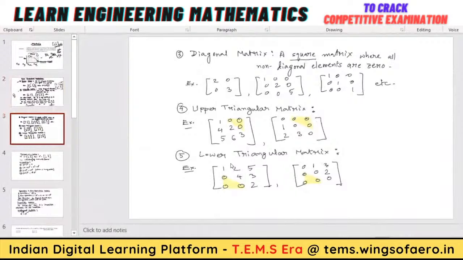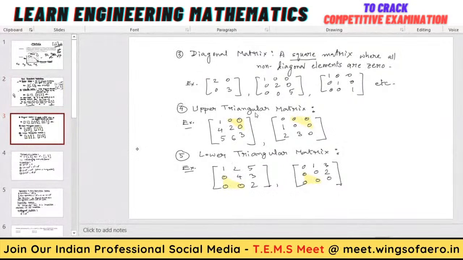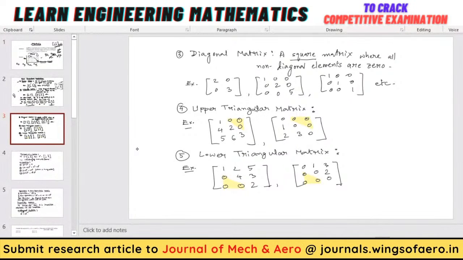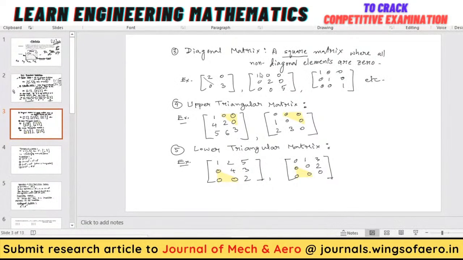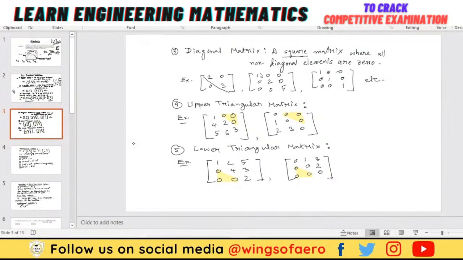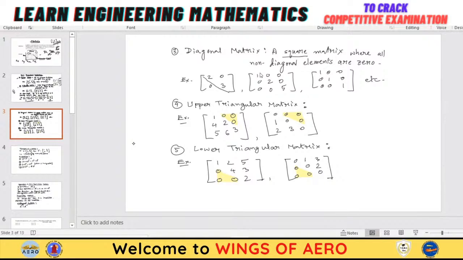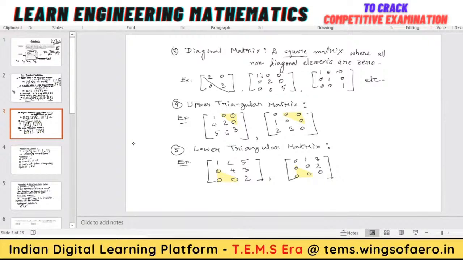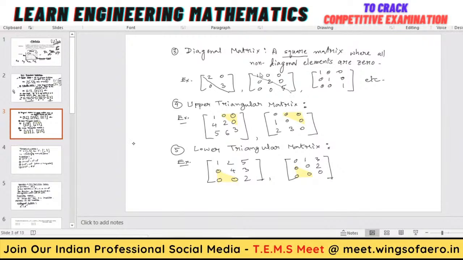Next, diagonal matrix. Very simple definition. Except the diagonal elements, all the other elements are 0. So look at this. These are the diagonal elements 2, 3. Diagonal elements may be anything. It may be 1, 1, 1, maybe 1, 2, 3, any number. But all the other numbers except this diagonal will be 0. Then we will say this is a diagonal matrix.